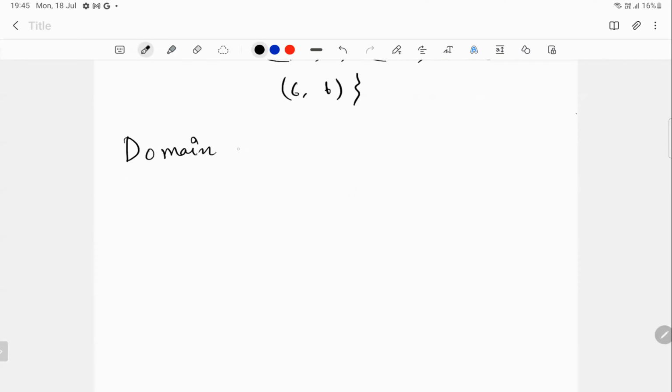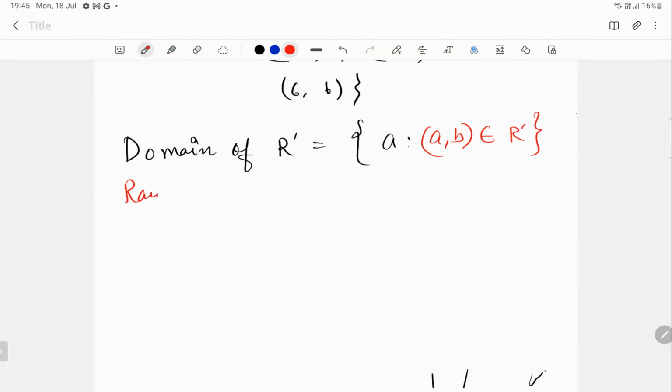So let's say domain. Domain of the relation R dash is equal to the first element a, such that (a, b) belongs to R dash. The range of R dash is b, such that (a, b) belongs to R dash. That's how we write domain and range in set builder form.